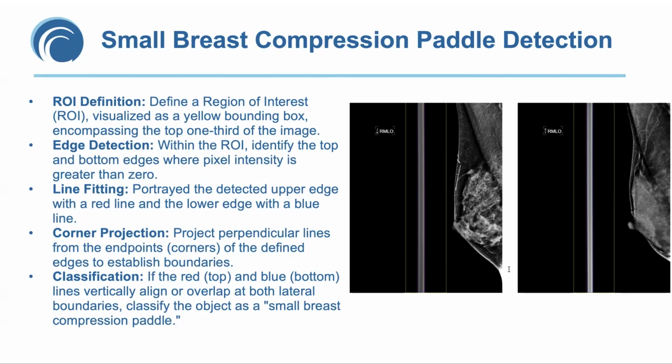We also do a corner projection. Since this small breast compression paddle is a rectangle, to define a rectangle, we want to draw a perpendicular line from the top to the bottom and vice versa, and it encompasses the whole rectangle. And lastly, to classify it, I stated that if the red and blue overlap on both sides, then it has to be a rectangle. And we can classify this object as a small breast compression paddle.